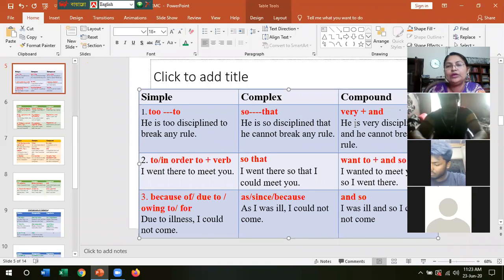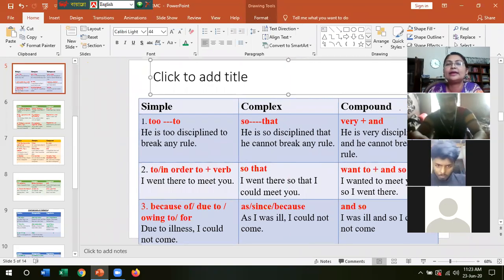Then to make it compound, we will use very plus and. To transform any simple sentence which has too, we will use very plus and to make it compound. He is very disciplined and he cannot break the rule. Write the things, my dear boys, write the things. Number one, simple, too: he is too disciplined to break any rule. Complex, so... that: he is so disciplined that he cannot break any rule. And compound, very plus and: he is very disciplined and he cannot break any rule.